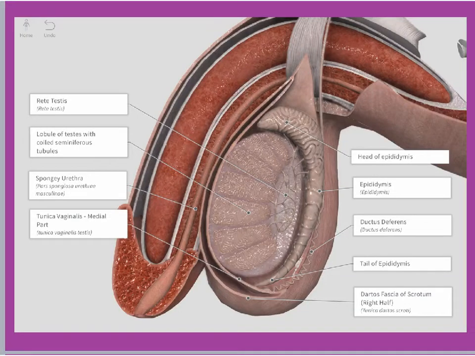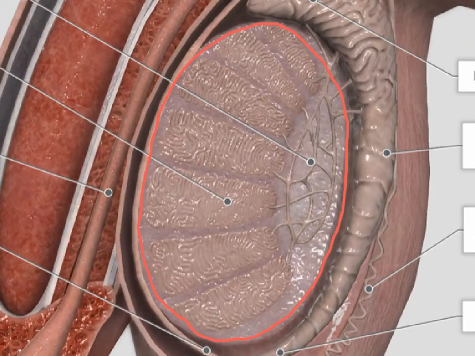So here's a picture from the Complete Anatomy app. This entire circular structure is one testis, and these coiled tubes that you see in here, all of those tubes are the seminiferous tubules. And the seminiferous tubules are compartmentalized into what we call lobules. So there's one lobule, here's another lobule, here's another, and so on.